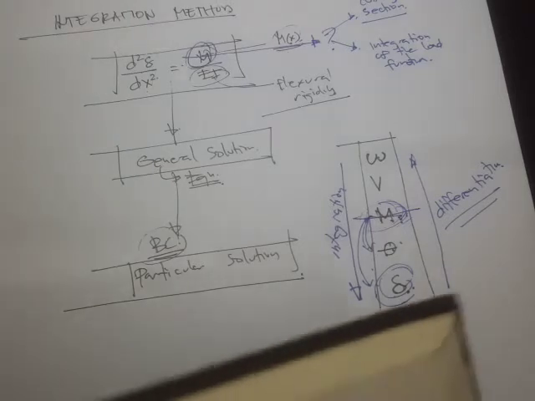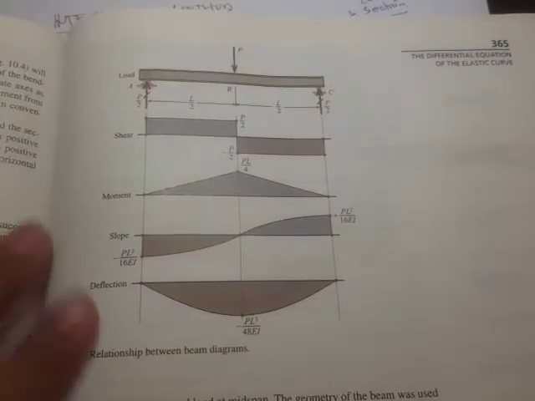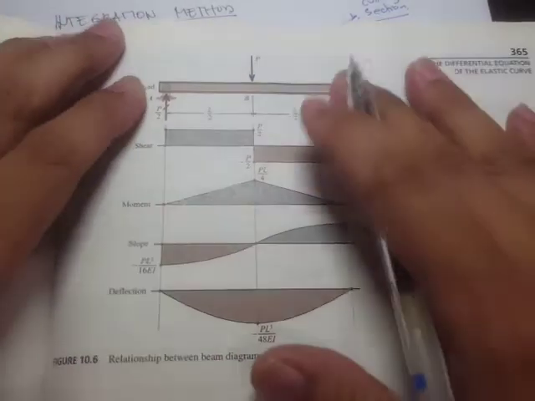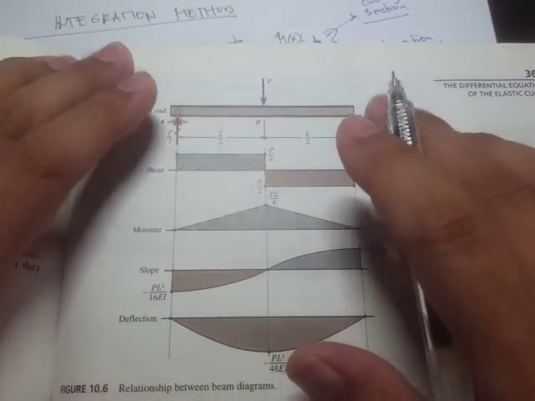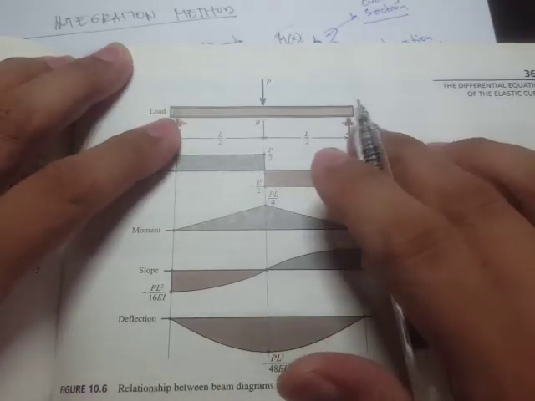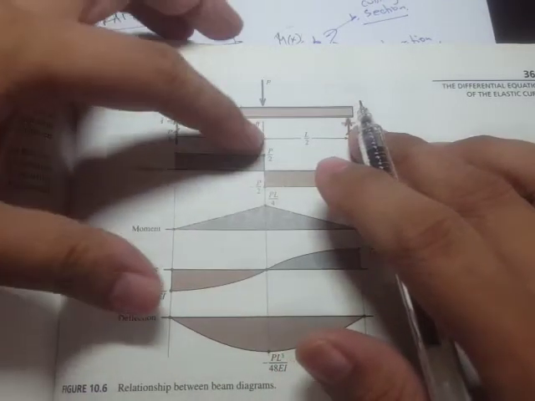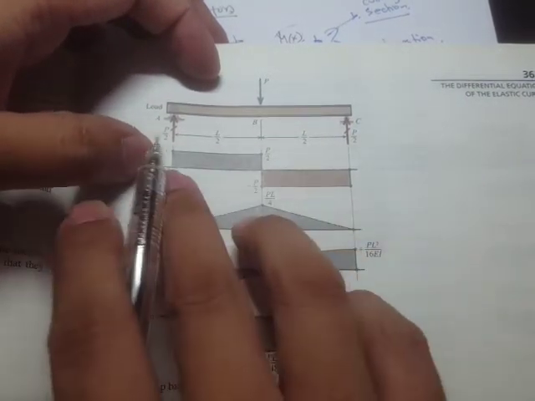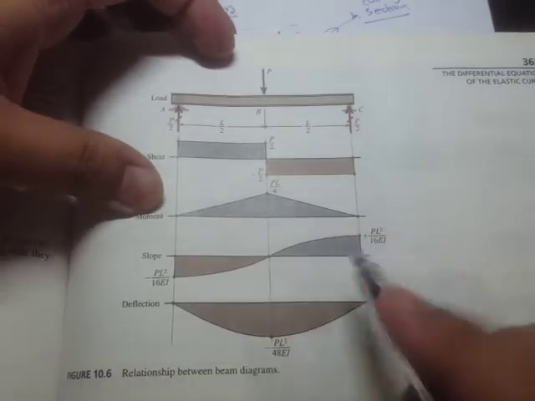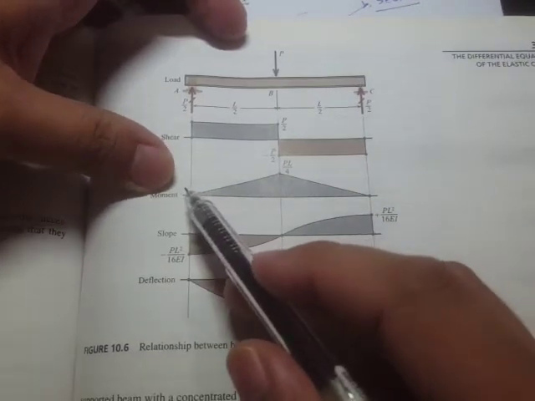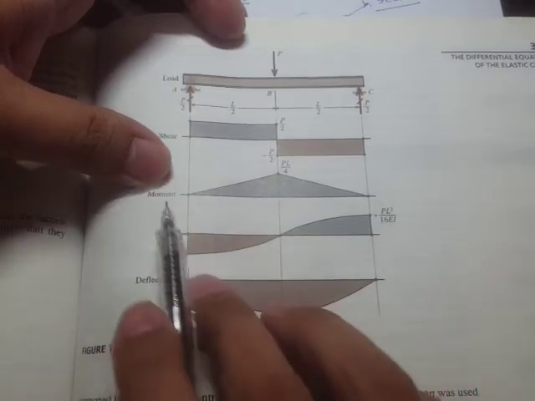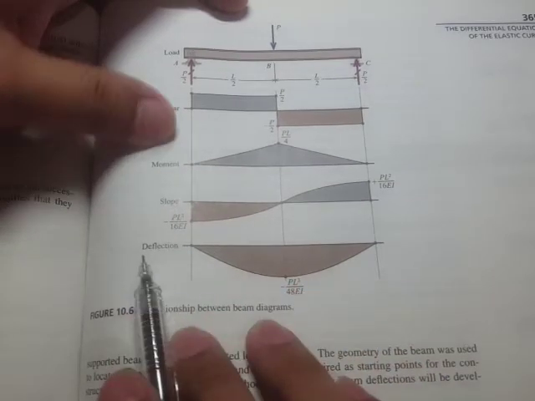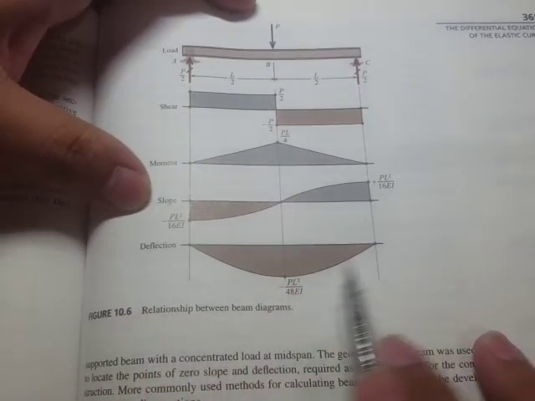In terms of the graph, I have here this Figure 10.6 from the textbook by Philpot. We have this beam loading condition, a simply supported beam plus a concentrated load at the midspan. Now we already learned how to draw the shear and moment diagrams, right? If you take the integral of the moment, what you get is the slope. And if you take another integral, then what you get is the deflection.